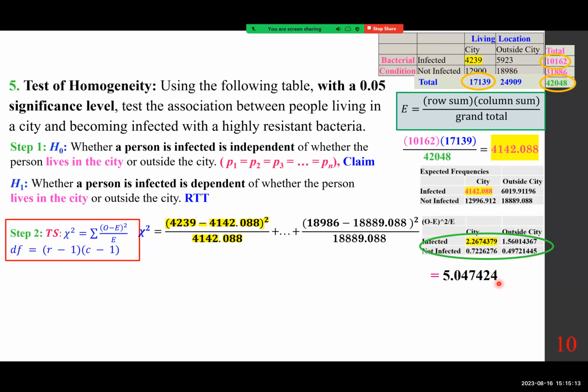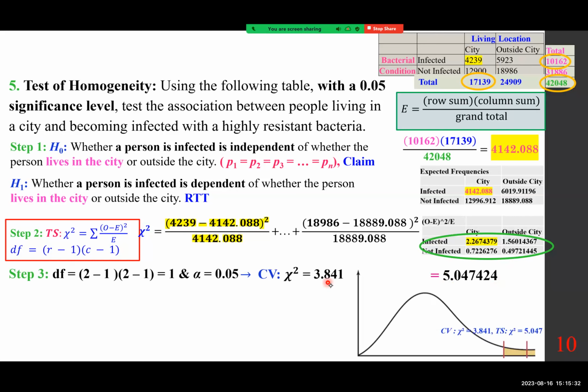As far as the degrees of freedom, just like the previous one, 2 minus 1 times 2 minus 1, because we have 2 rows and 2 columns. Degrees of freedom is 1, alpha is 0.05. We have the same value, namely 3.841. So if we do the drawing, this is 3.841. This is your critical value. The test statistic is way into the rejection region. So you reject H0.